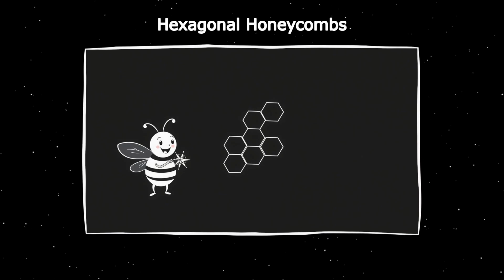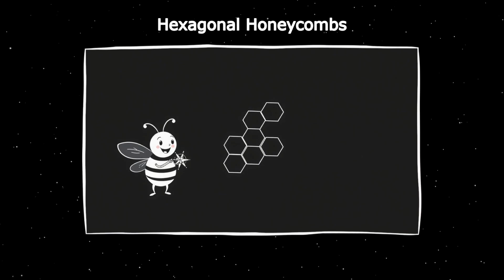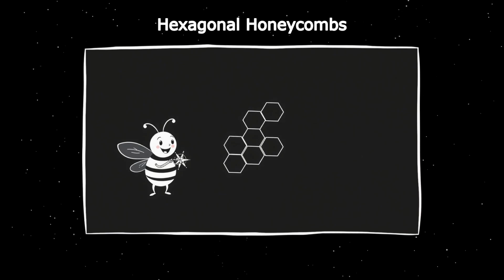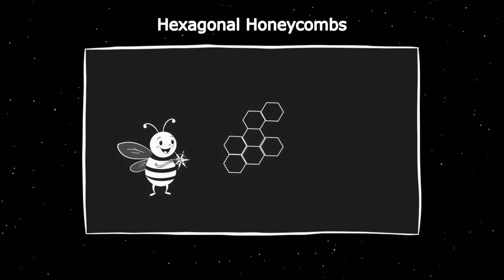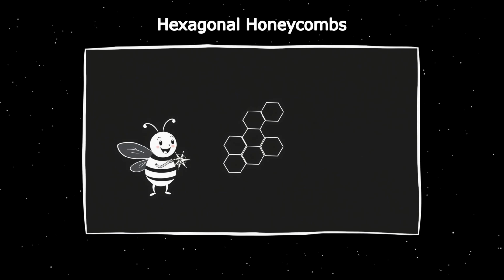This is why hexagonal grids are found in various natural arrangements beyond beehives, like in the formation of snowflakes or the patterns of certain minerals.